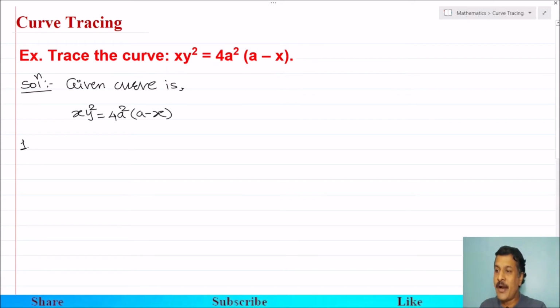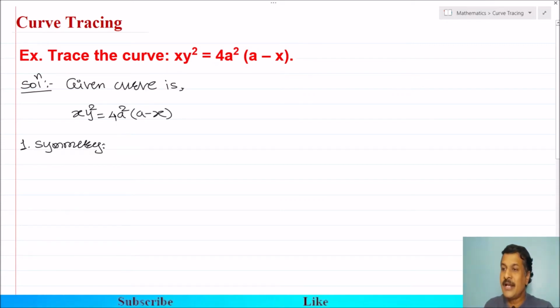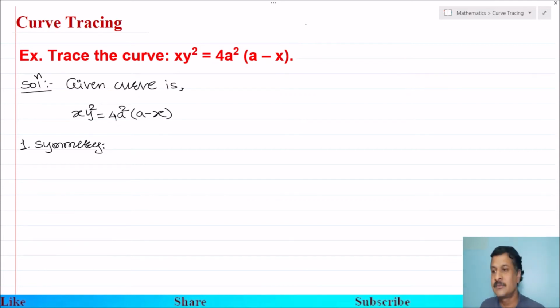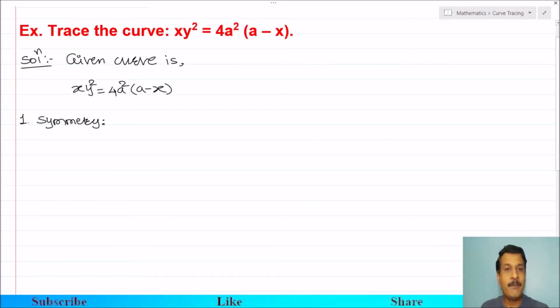Here the first point is symmetry. There are 5 points in the symmetry: symmetry about the x-axis, symmetry about the y-axis, symmetry about the line y equal to x, symmetry about the line y equal to minus x, and symmetry in opposite quadrants. First you check symmetry about the coordinate axes. If not, then only you check for the third, fourth and fifth. So here all powers of x are not even. You can see here the power of x is 1. Now all powers of y: here there is only y square.